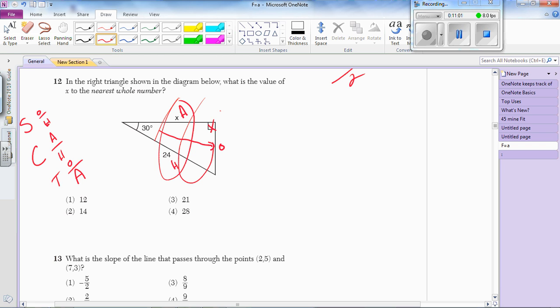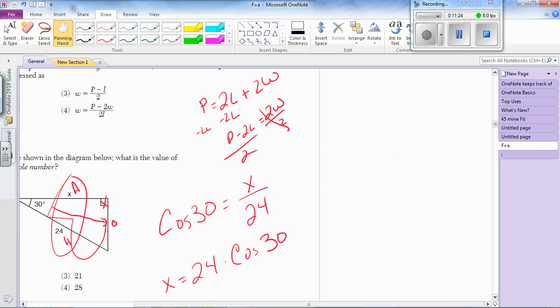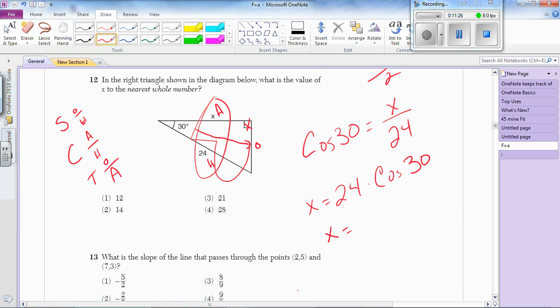A and H are being used, so that's cosine. I don't know what just happened here. That's weird. So cosine of 30 degrees is equal to A over H, which is x over 24. So x is equal to 24 times cosine 30. And I have no idea what that is, so I have to go to the calculator again, which is going crazy.